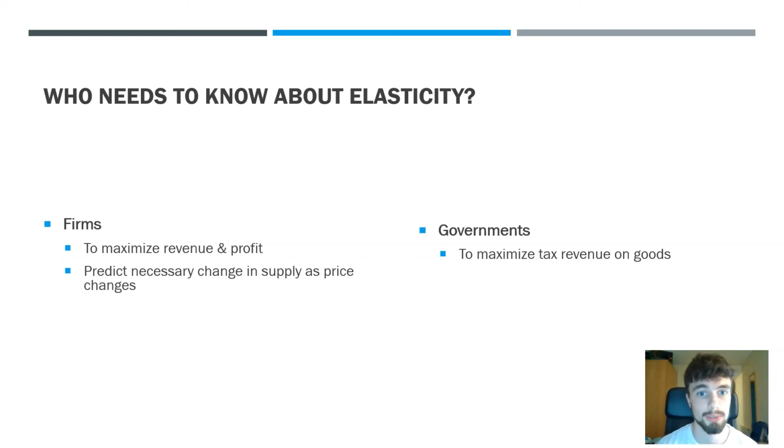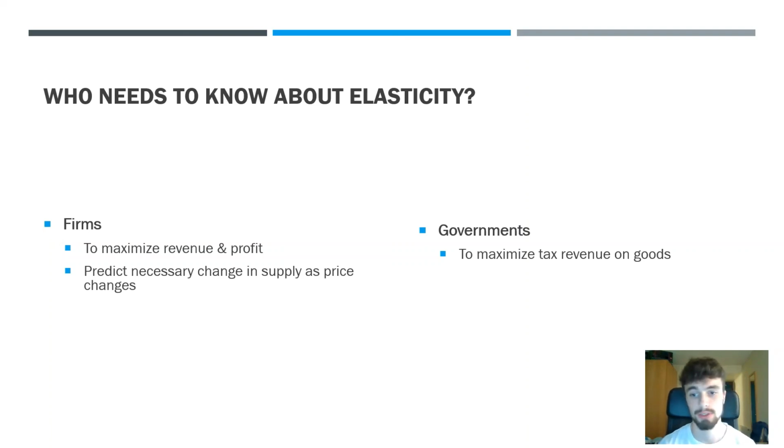Who needs to know about elasticity? Well, firms, to maximize revenue and profit. Knowing whether a firm's good is elastic or inelastic is extremely beneficial to that firm in maximizing their revenue. For example, cigarette and alcohol companies will increase their prices because they know their goods are inelastic. Whereas luxury good firms will tend not to increase prices a lot because they know their demand will drop drastically if they do so.